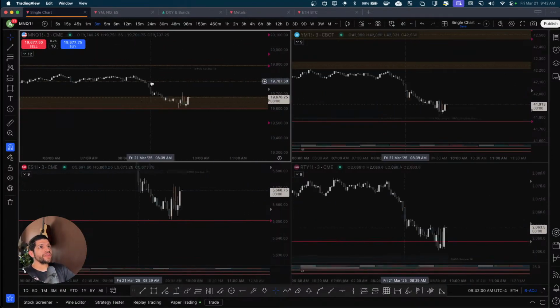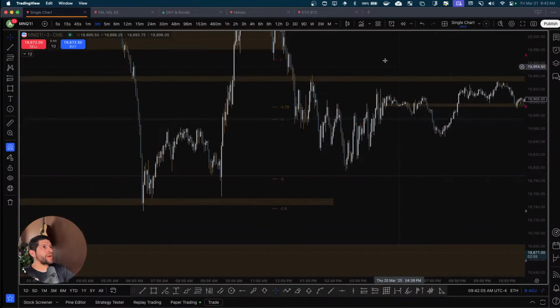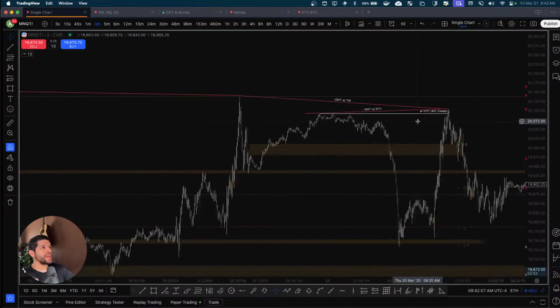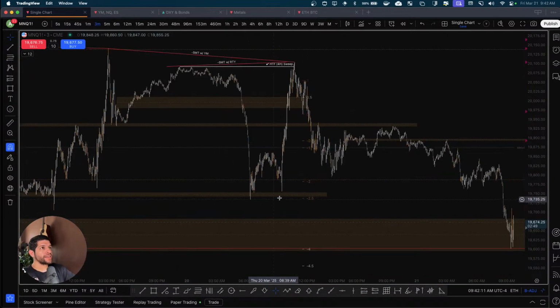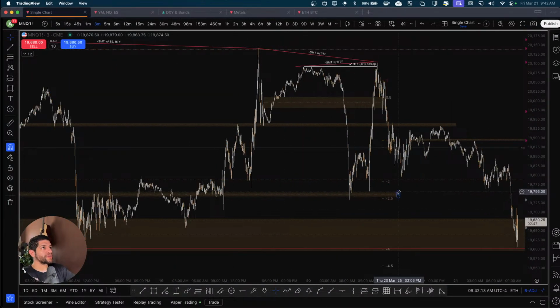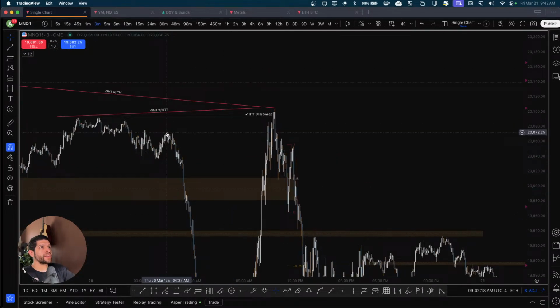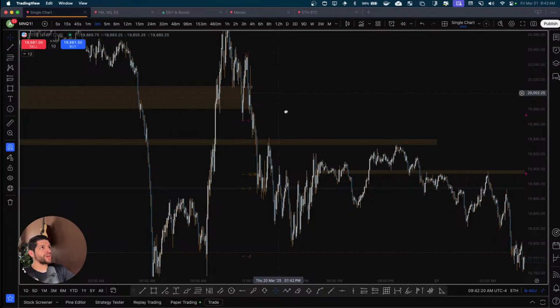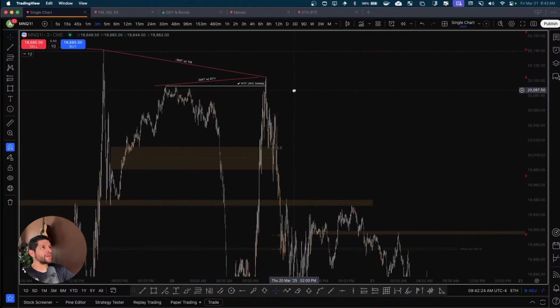And my entry for this, let's talk about this for a second. What happened up here? We had this dump for no reason. SMT inside of a 2-hour BPR. This is what that is. This SMT took us higher, created a second SMT to take us lower. This held, this got created, swept.